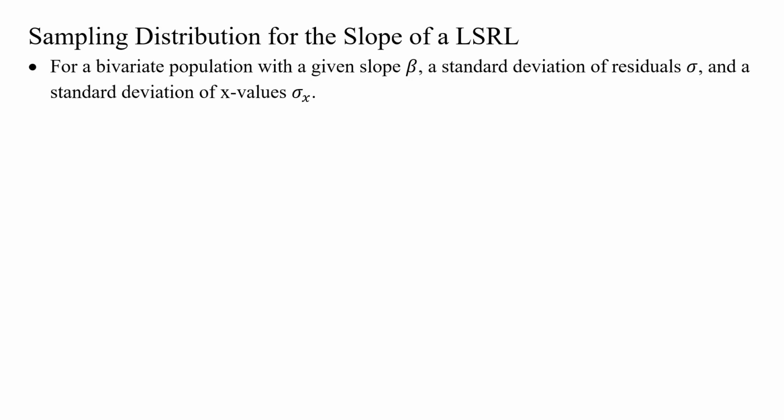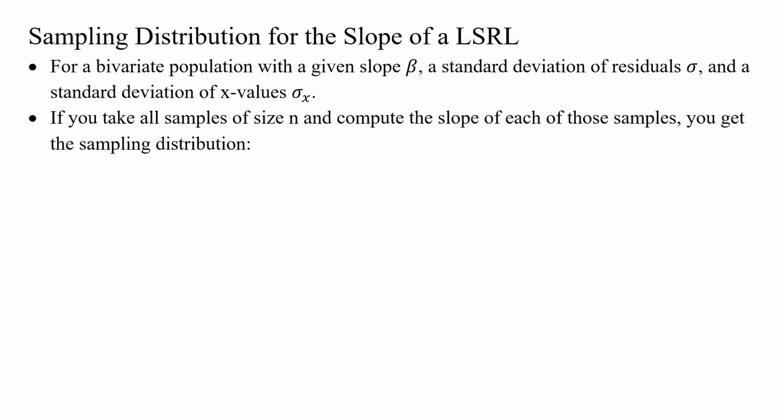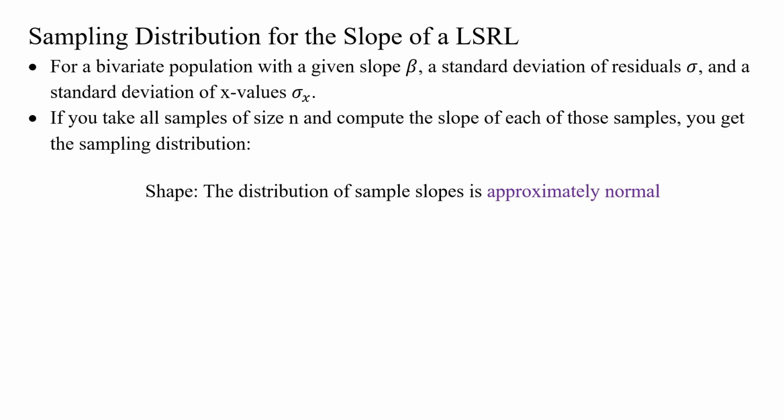So in our population, we have a given slope beta. We have the standard deviation of residuals sigma and a standard deviation of x values sigma sub x. Okay, so these are all population values because we're using those Greek symbols to describe them. If we take all samples of size n and compute the slope of each of those, you get a sampling distribution, right? We're putting all of the slopes together. The shape is going to be approximately normal. The mean, we say mu sub b, is going to be equal to beta, our population slope.